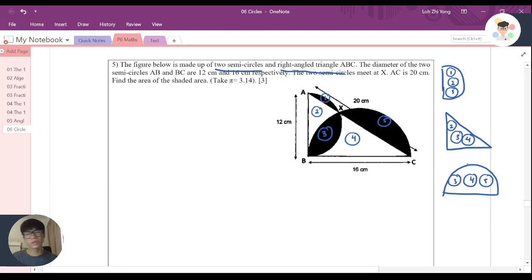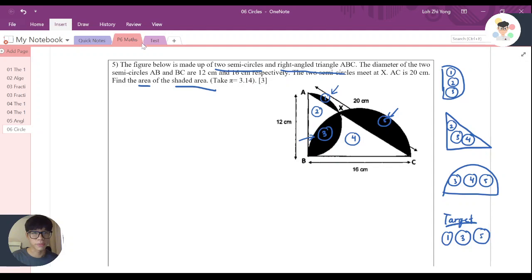Now, let's look here. The question is asking us to find the area of the shaded area. That means the target area we are looking at is actually 1, 3, and 5. Can you see that? Which means I need to somehow add or subtract to get only 1, 3, and 5.